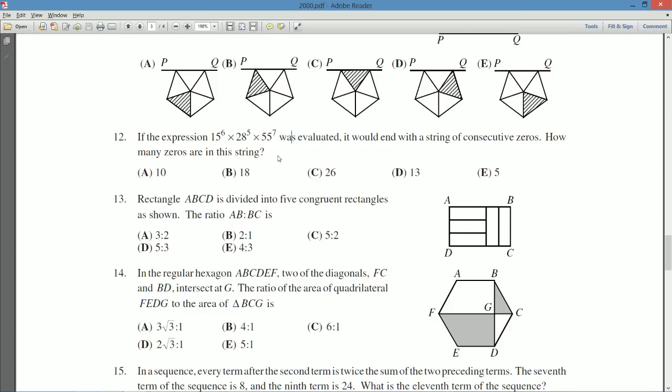Alright. So, to end in a bunch of zeros, to end in 1 zero, you have to be a multiple of 10. To end in 2 zeros, you have to be a multiple of 100. If you're going to end in 3 zeros, you have to be a multiple of 1,000, which is 10 to the power of 3. And if you want to end in k zeros, you have to be a multiple of 10 to the k. Okay?